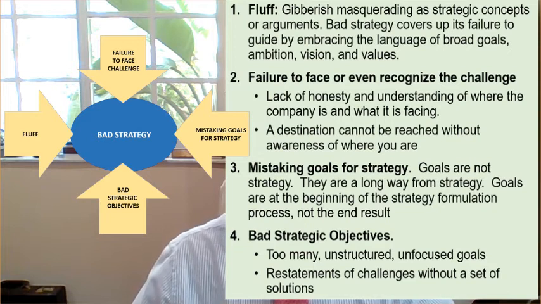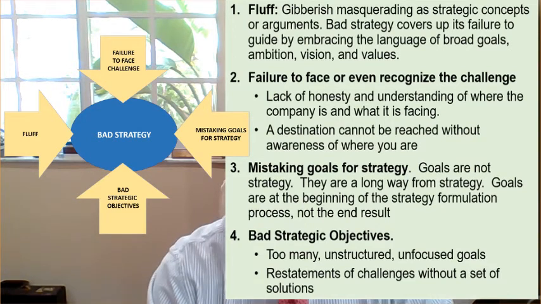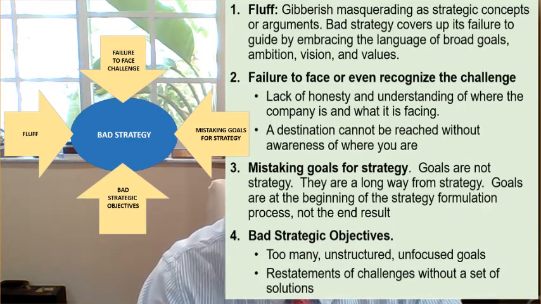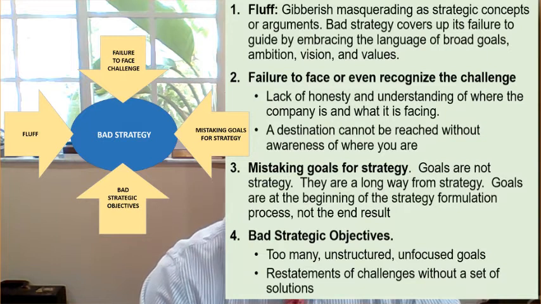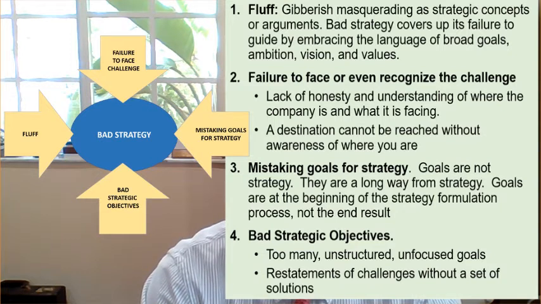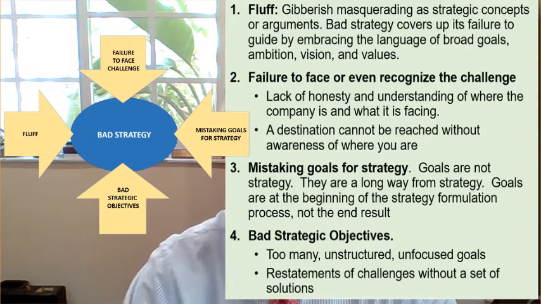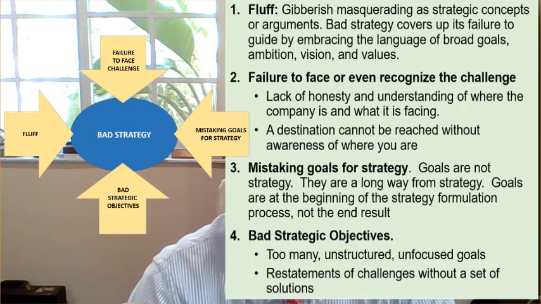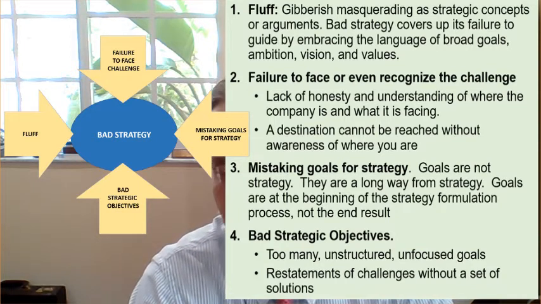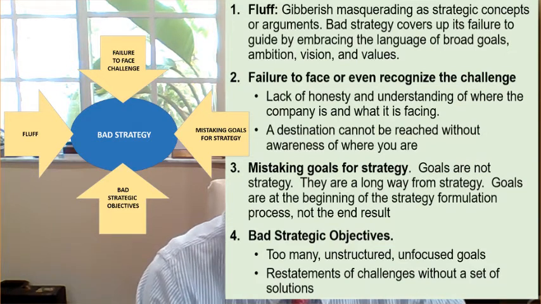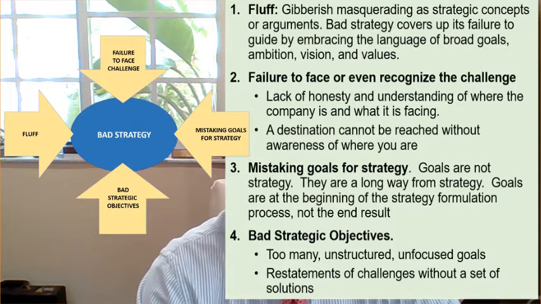I'm not taking that away from them, but they overwhelm them with concepts and words that are not actually identifying real things. And I think that's what he's talking about here, fluff. Bad strategy covers up its failure to guide by embracing the language of broad goals, ambition, vision, and values. Those are all fine, but it's not strategy. So I think he's trying to say, let's keep our language clear. Let's say what we mean. Let's identify the issues, and let's work positively and effectively toward them, helped by a clear understanding of what we're doing.